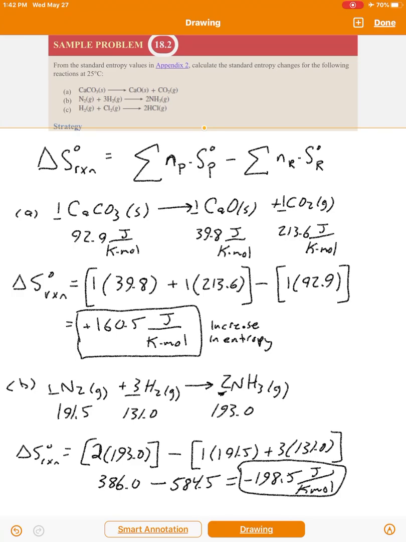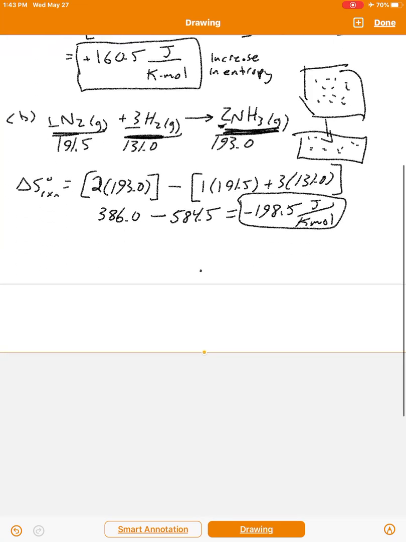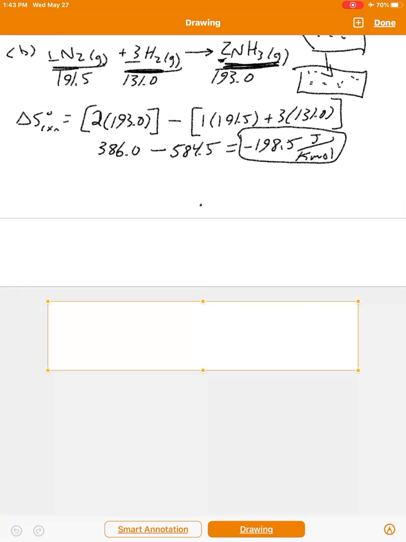Notice how it's negative? It's negative because we took really 4 moles of gases and combined it into 2 moles of gases. So what happens is, in this process, you're taking 4 moles of gases and then essentially condensing them into half as much in terms of the amount of gas. So that's a decrease in entropy, as we would expect. Okay? The last one is hydrogen plus chlorine to form hydrogen chloride.